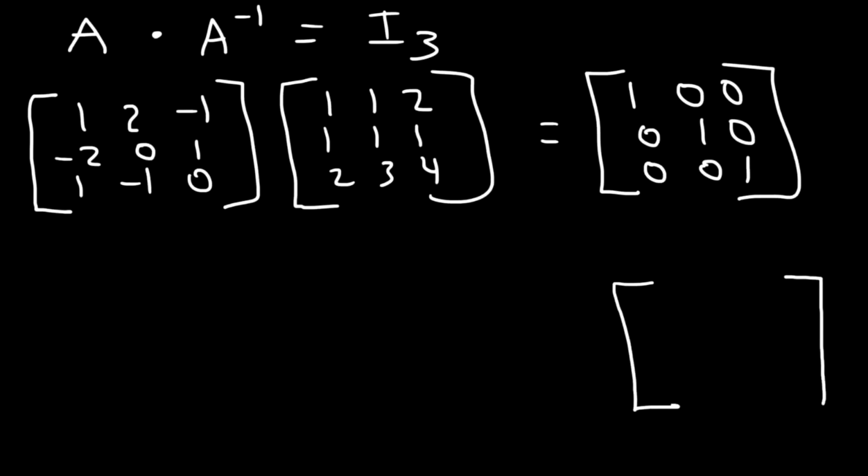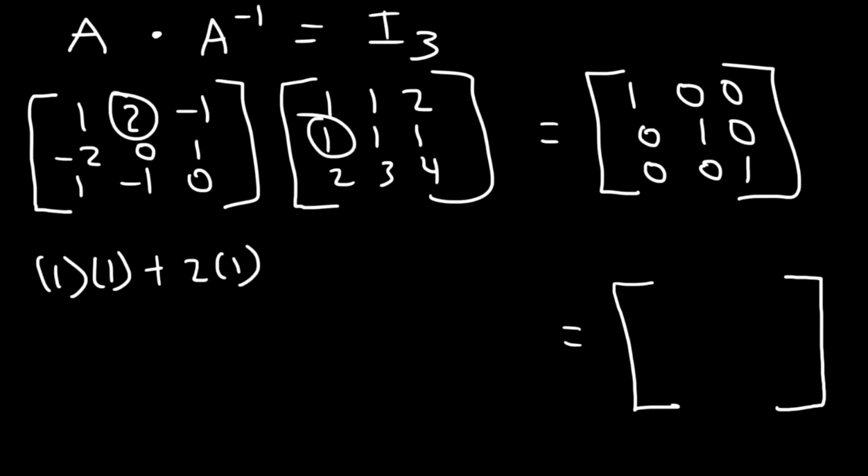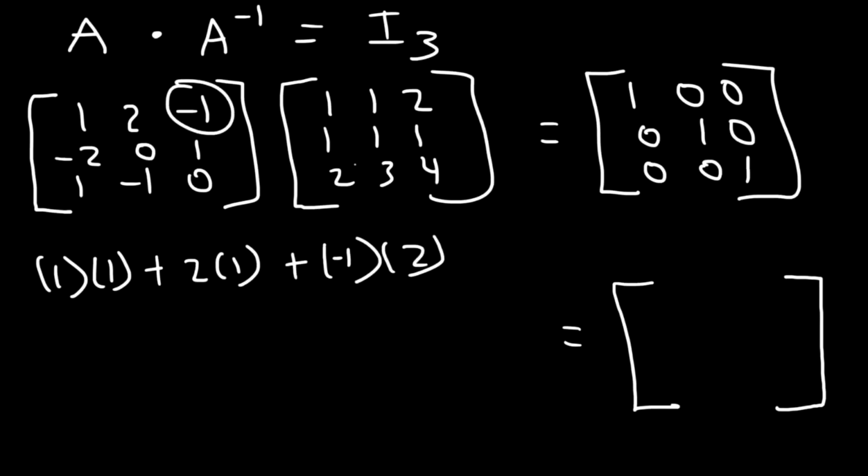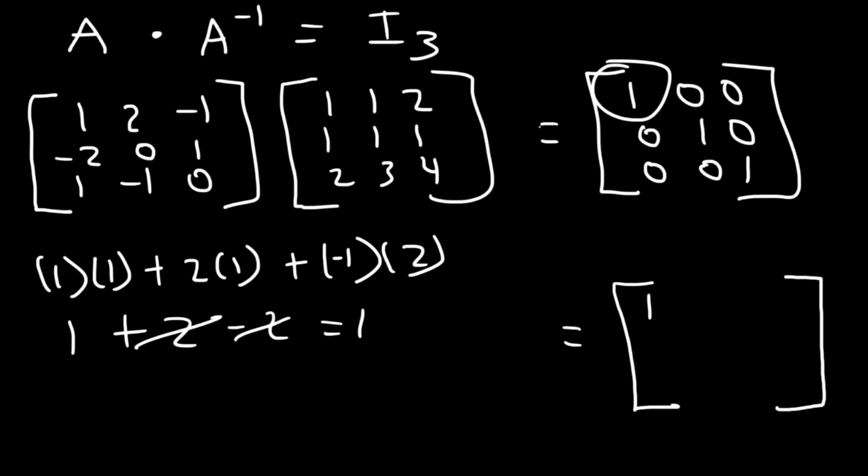So I'm going to put my answers in here. First, we need to take the first row and multiply it by the first column and add the products. So it's going to be 1 times 1. So we're multiplying these two first. And then it's going to be plus 2 times 1. That's these two. And then plus negative 1 times 2. So 1 times 1 is 1, 2 times 1 is 2, negative 1 times 2 is negative 2. These two cancel, and so we get 1. So we have the first entry.